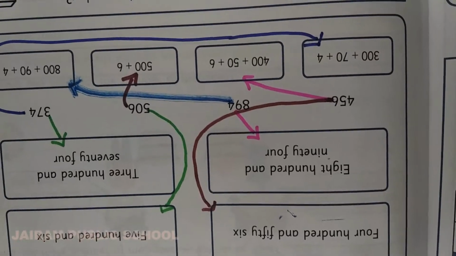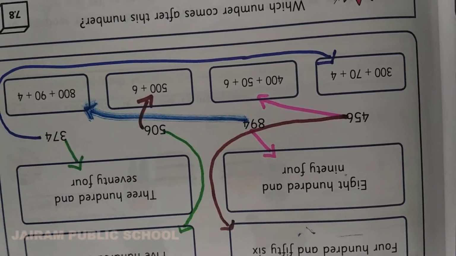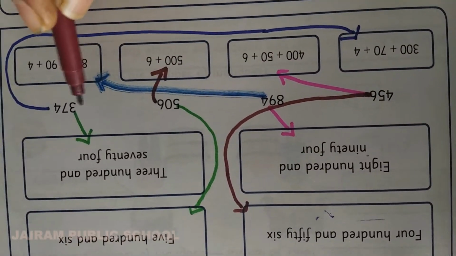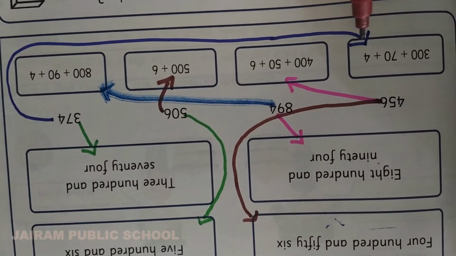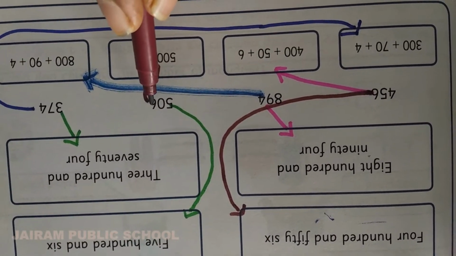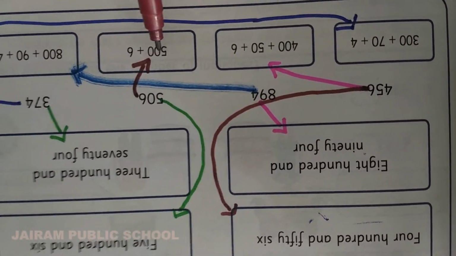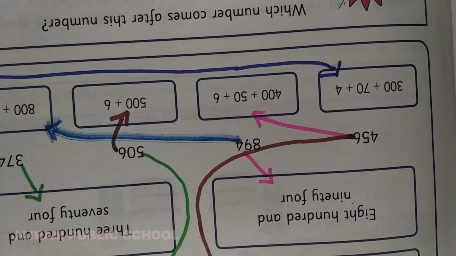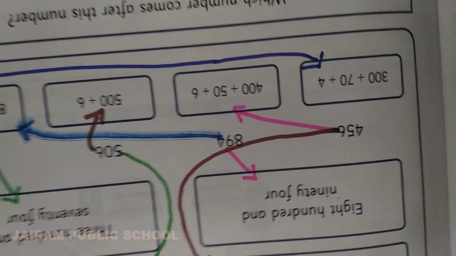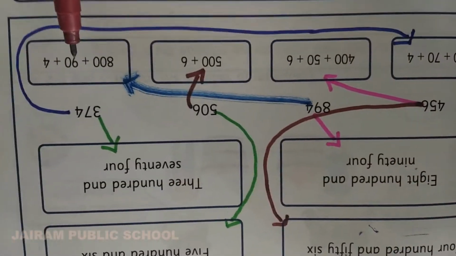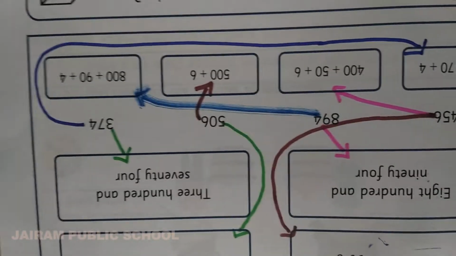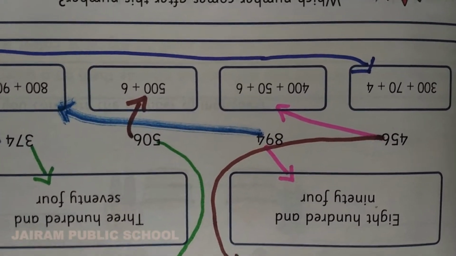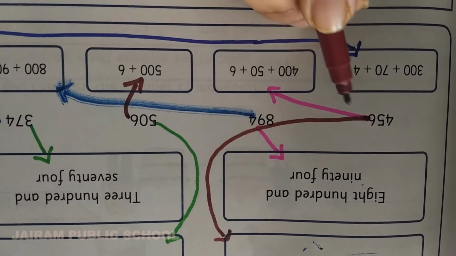So the number we want to match, isn't it? So the expanded form is here, 300 plus 70 plus 4, and the number is here. So from here you want to match it. And for the number 506, the expanded form is here, 500 plus 0 tens plus 6 ones. Okay, so that you want to match it. And the next one is 894. So for 894 the expanded form is here, 800 plus 90 plus 4. And the first one is 456. Where is that? The expanded form for that number, it is here. You want to match it.